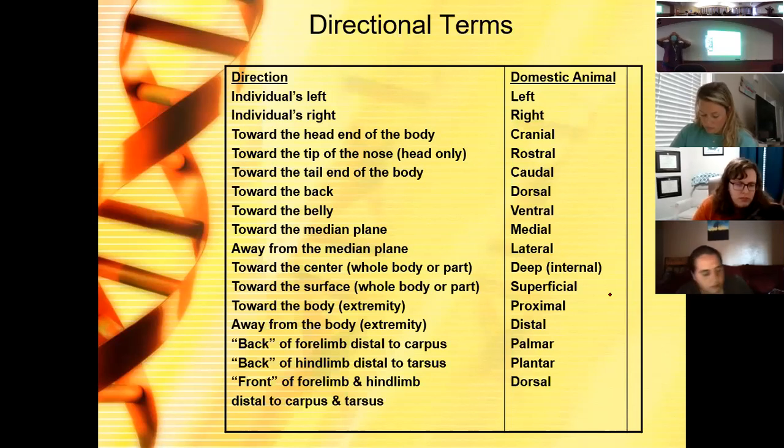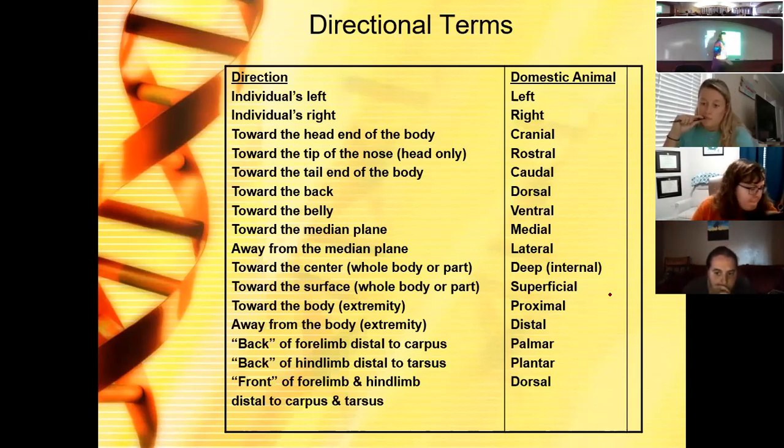Rostral refers to the head specifically. Movement towards the nose. Rostral is a medical term for nose, the rostrum. So for example, my eyes are rostral to my ears. They are in this direction from my ears.